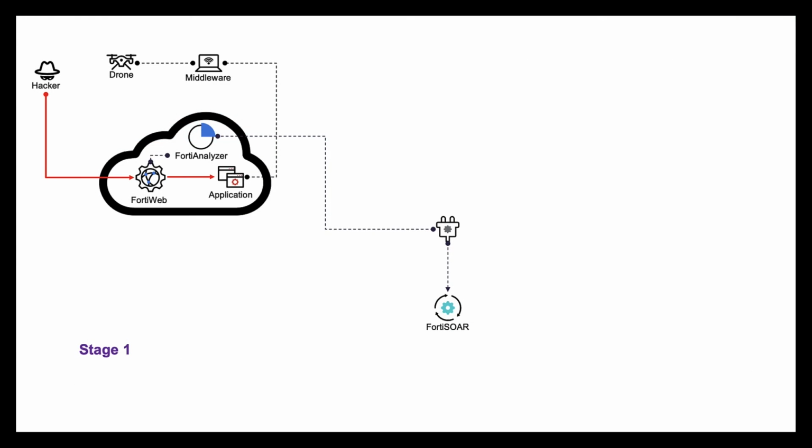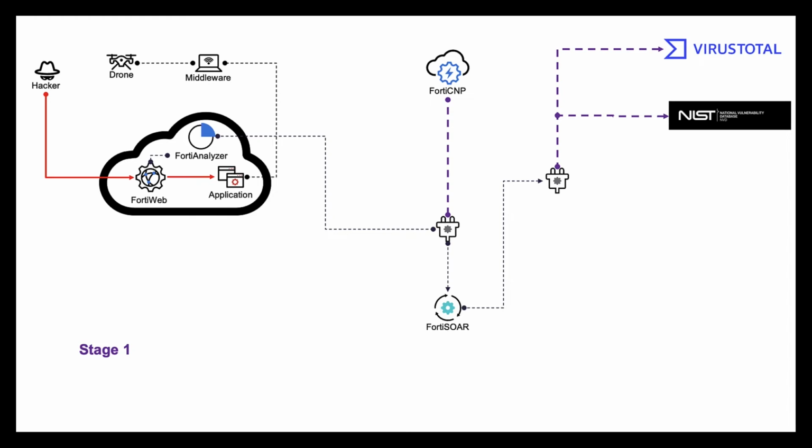So how would something like that work? Here we have a drone application that is protected by a FortiWeb web application firewall. That application is being monitored by the FortiWeb. However, the logs are being ingested by FortiSOAR. So when there's an incident that appears in the log, FortiSOAR will see that. FortiSOAR is also going to ingest information from FortiCNP, Fortinet's cloud-native protection. FortiSOAR is also going to be pulling in information from VirusTotal and the National Vulnerability Database, as well as OpenAI.